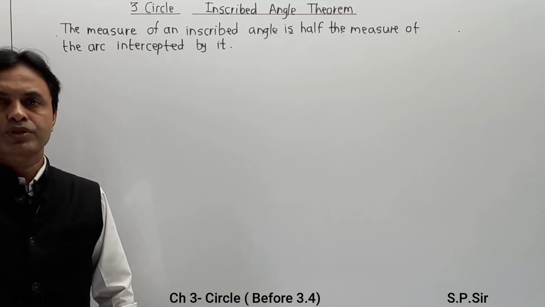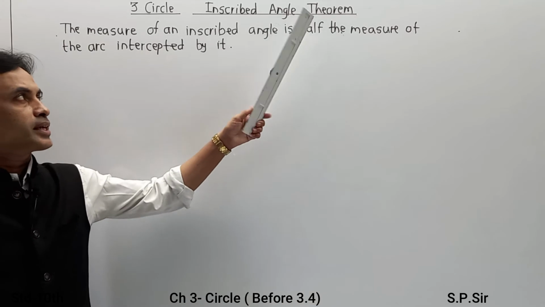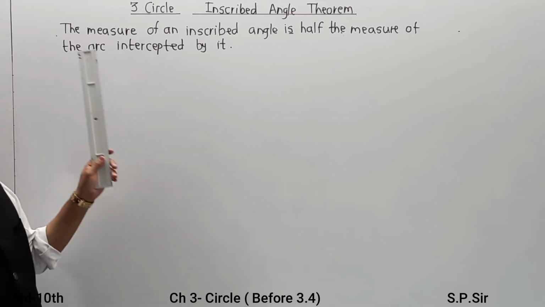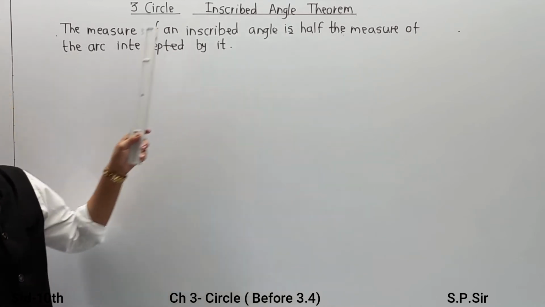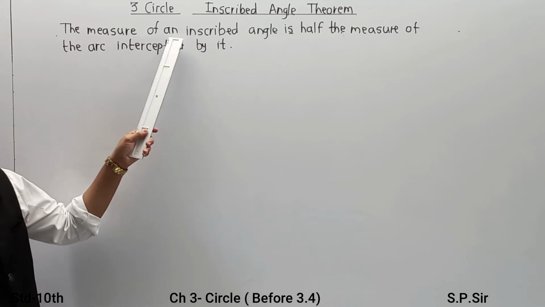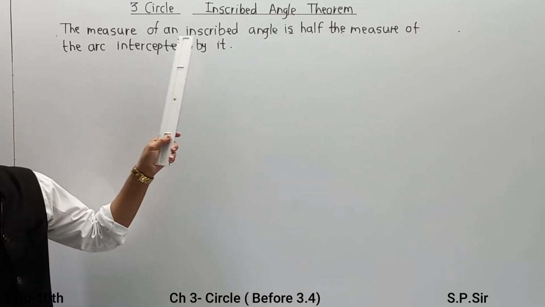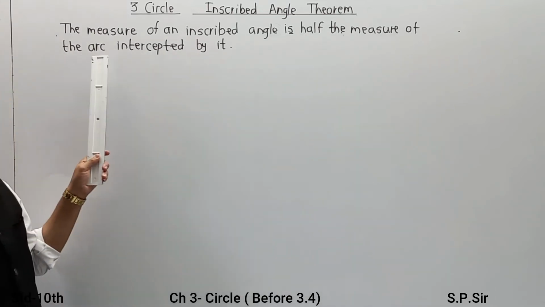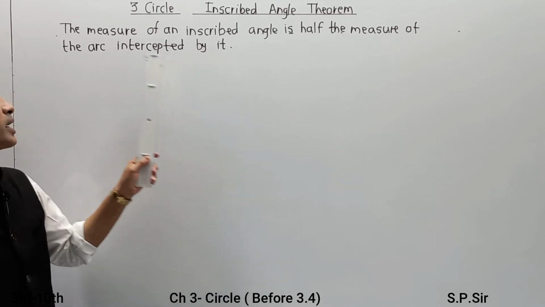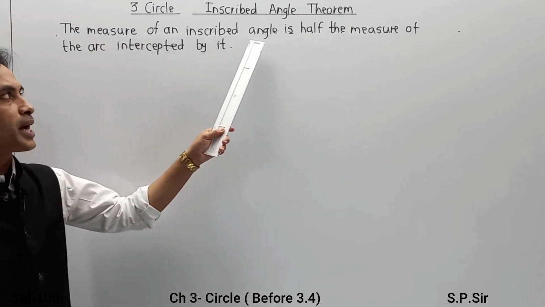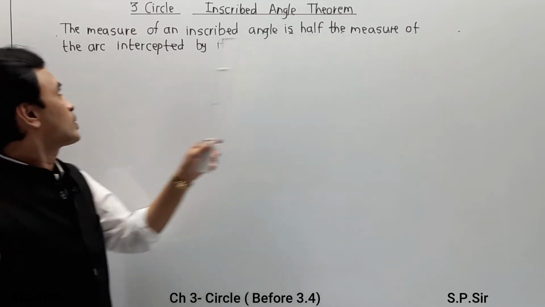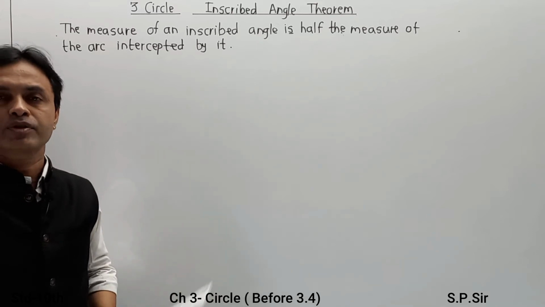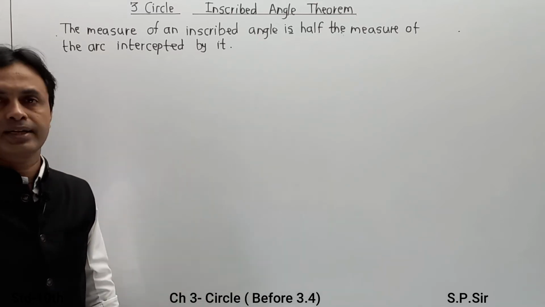Now students, we are going to start over here the inscribed angle theorem. Here is the statement for the inscribed angle theorem. The measure of an inscribed angle is half of the measure of the arc intercepted by it. Once again, the measure of an inscribed angle is half of the measure of the arc intercepted by it, and you have to understand that in terms of the circle and the intercepted angle.